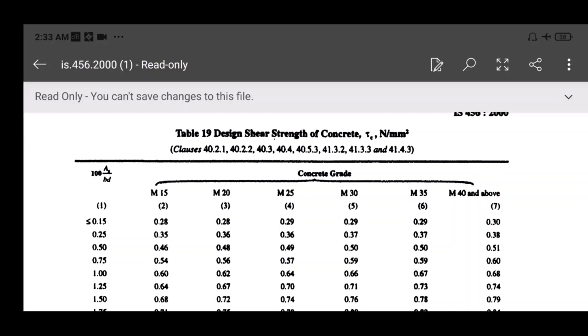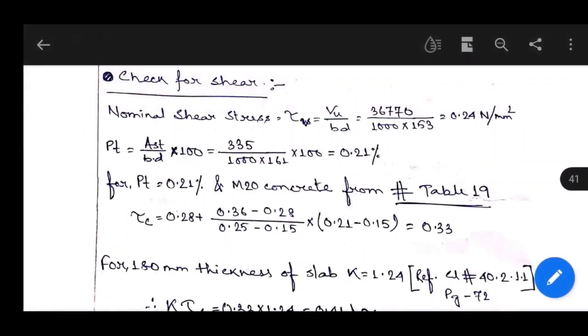0.21 is not in the list, but 0.21 lies between 0.15 and 0.25. Now for M20 grade of concrete, percentage of steel, if 0.15, then the tau C value is 0.28, and for 0.25 the value is 0.36. That means for 0.21 it definitely lies between this 0.28 and 0.36. We have to interpolate that. So now we have to interpolate.